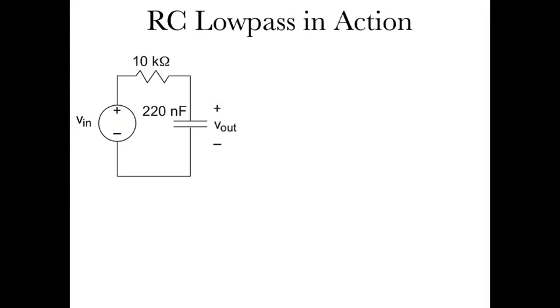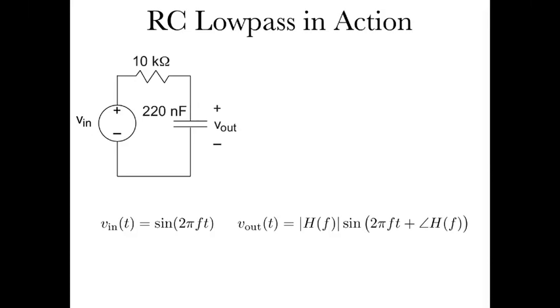Okay, I want to explore what really happens when you build an RC low pass, because you can see I'm going to use specific element values. I really constructed this circuit. The input is going to be a sine wave, and we know from all we've done that the output for a general filter is the magnitude of the transfer function times the sine wave, with a phase shift given by the filter.